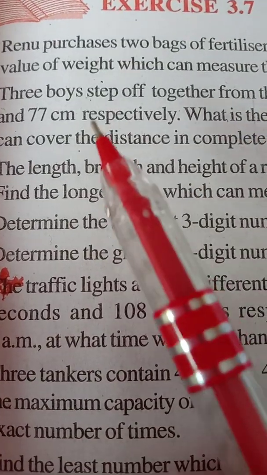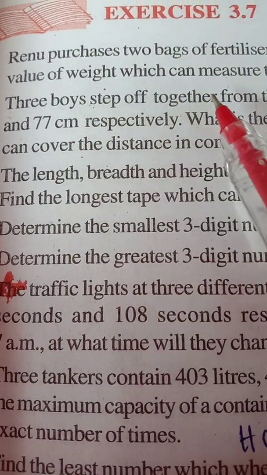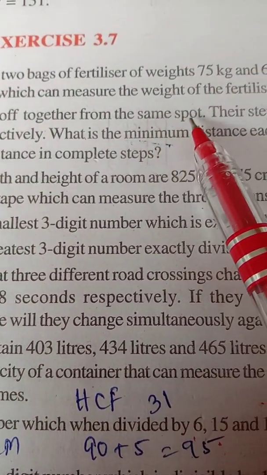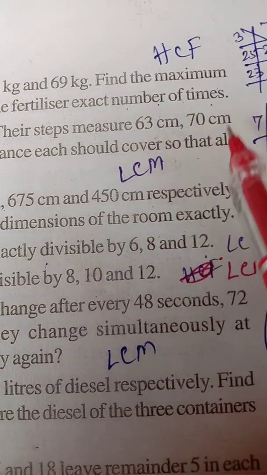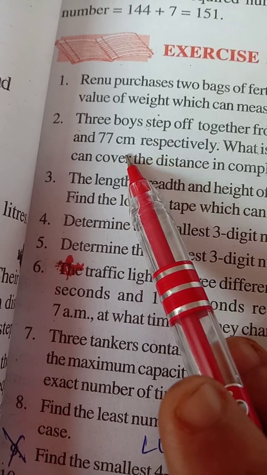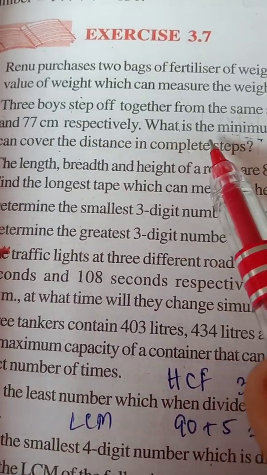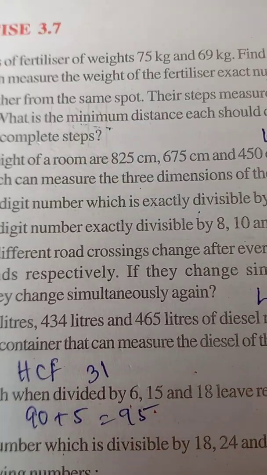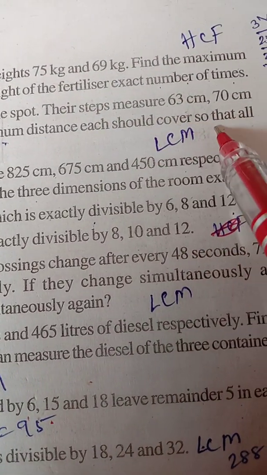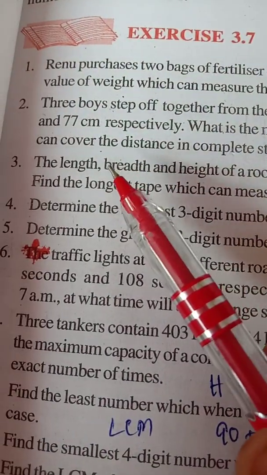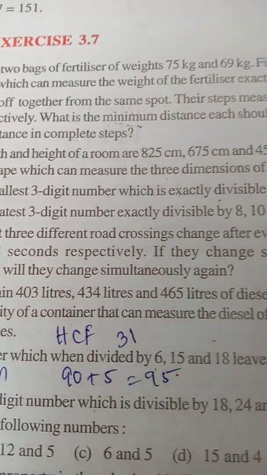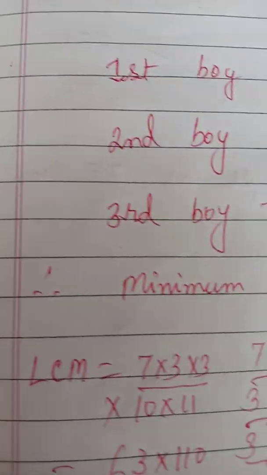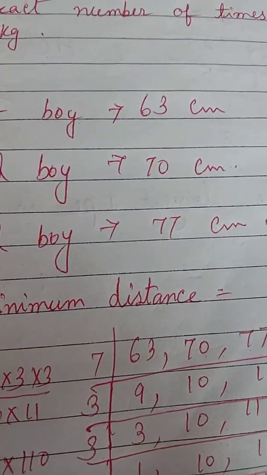Move forward. Question number 2. 3 boys step off together from the same spot. Their steps measure 63 centimeter, 70 centimeter and 77 centimeter respectively. What is the minimum distance each should cover so that all can cover the distance in complete steps? Minimum asking, so calculate LCM.